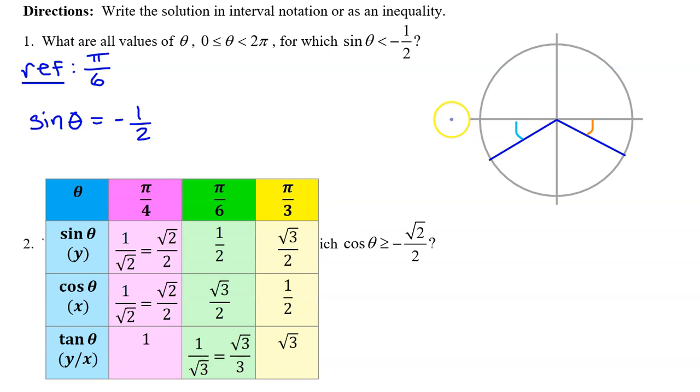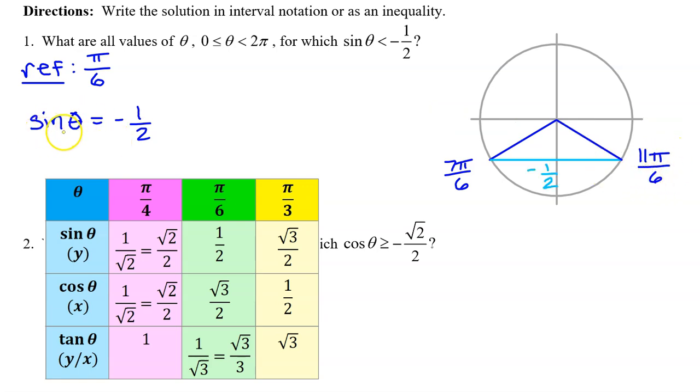We can think of pi as 6 pi over 6. Therefore, this angle in the third quadrant is 7 pi over 6. We can think of 2 pi as 12 pi over 6. So this angle in the fourth quadrant is 11 pi over 6.